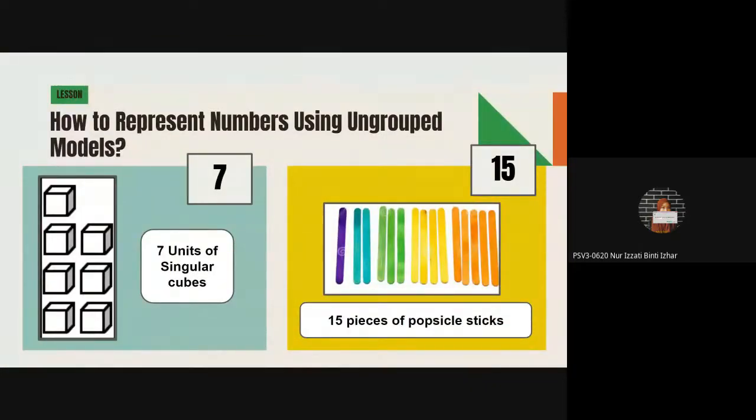Okay, now how to represent numbers using ungrouped models. For the first one, to represent number 7, we put together 7 units of singular cubes, like in the picture, without physically attaching or gluing them together. And for the second one, to represent number 15, we put together 15 pieces of popsicle sticks, like in the picture. Okay, I think that's all from me for the ungrouped models.